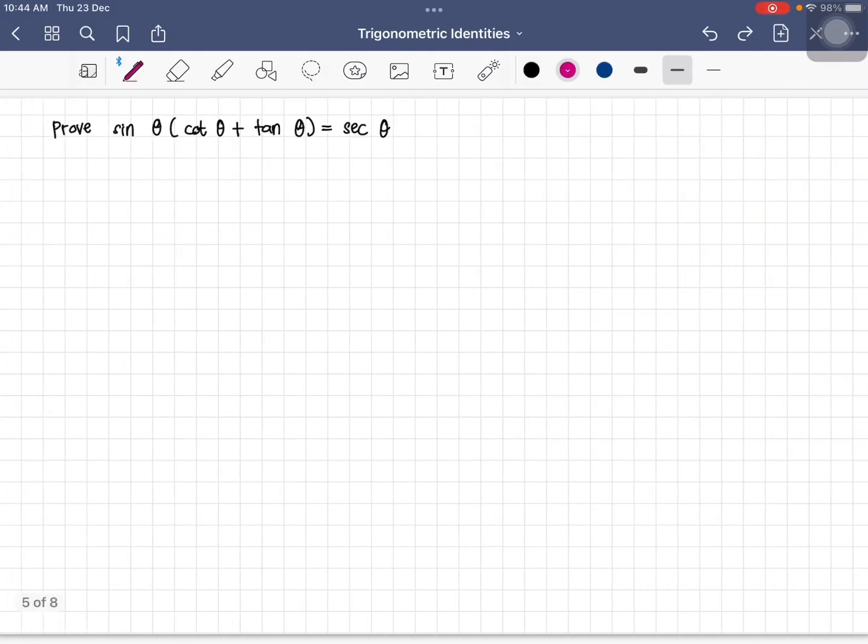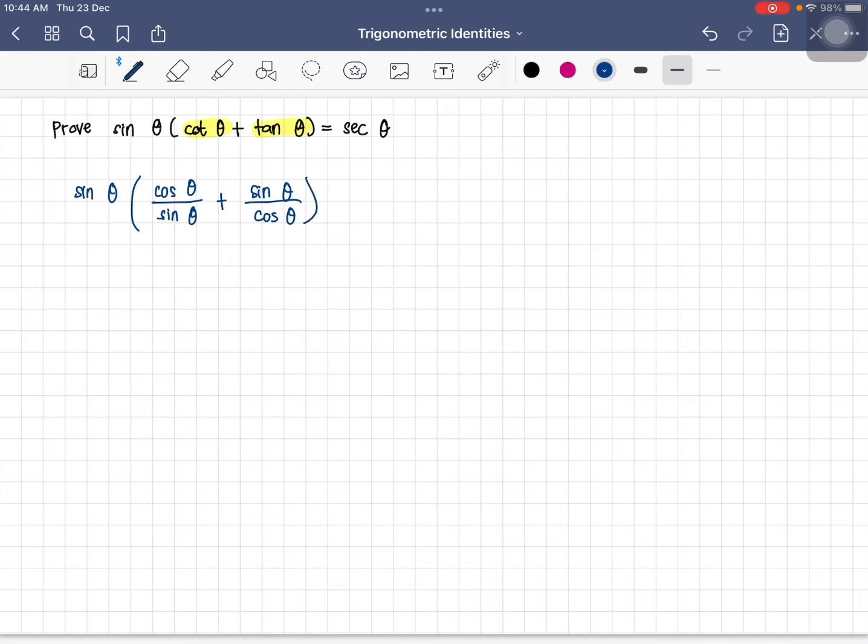So let's now look at this second question. Suppose we have this one. We try to write cotangent and tangent in the form of cos x over sin x and sin x over cos x. So let's just start with the left side. I have cotangent, which is cos theta over sine theta, plus sine theta over cos theta.